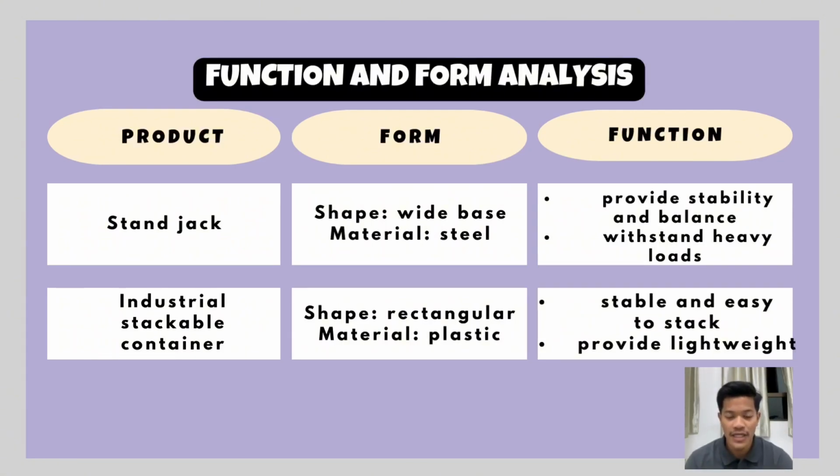So our second product is an industrial stackable container. It has a rectangular shape. Rectangular shape containers are inherently stable and easy to stack, allowing for efficient use of vertical space. And we use plastic as a material. The lightweight properties of plastic enhance working performance because it's convenient for workers to handle and lift the container.